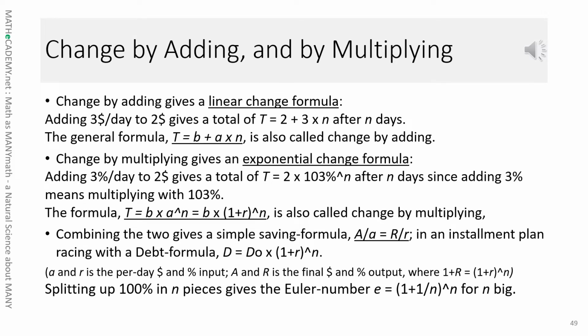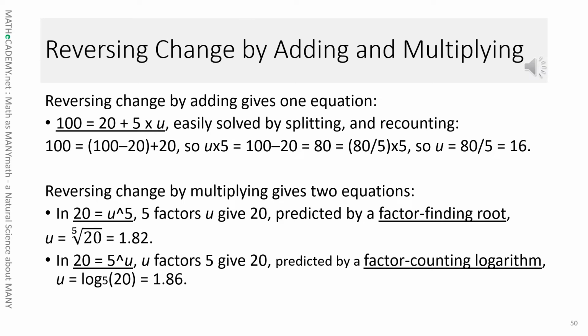In an installment plan, a saving races against a debt formula, D is due, times 1 plus r, power n. Splitting up 100% in n pieces gives the Euler number, E. E is 1 plus 1 over n, power n, for n large. Reversing change by adding, and by multiplying.